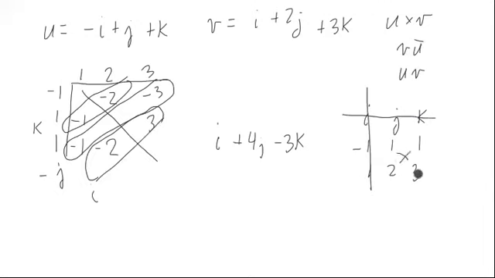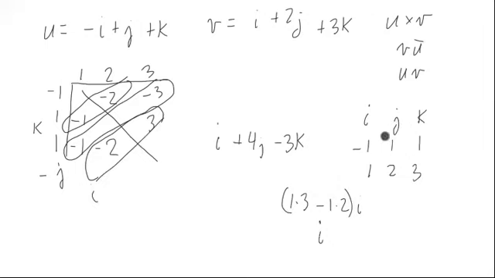We say 1 times 3 minus 1 times 2. That's going to be the coefficient of i, which happens to be just 1. So it's just i.